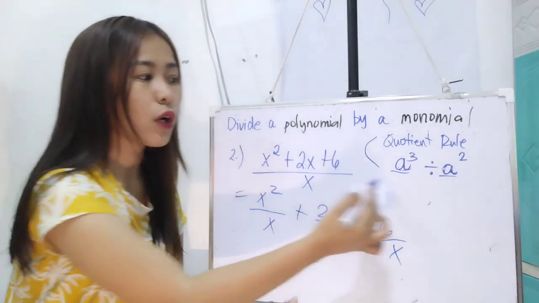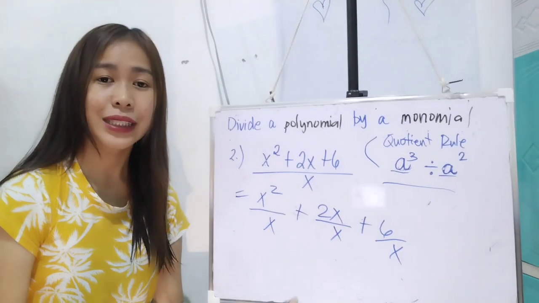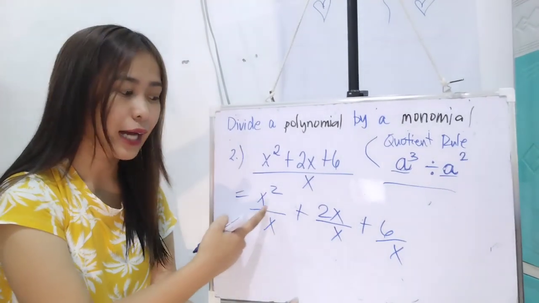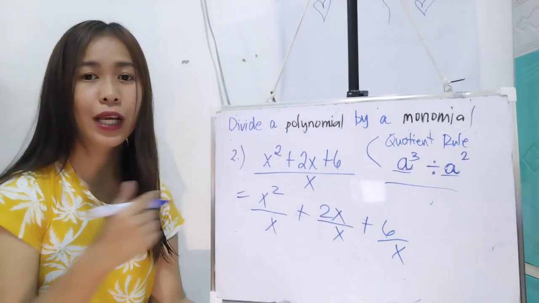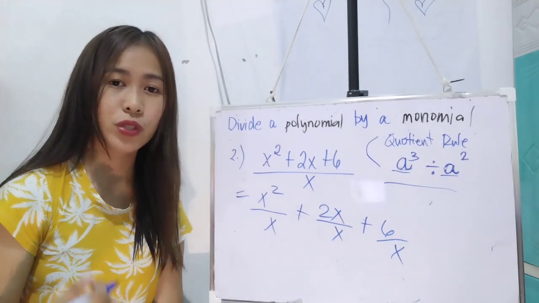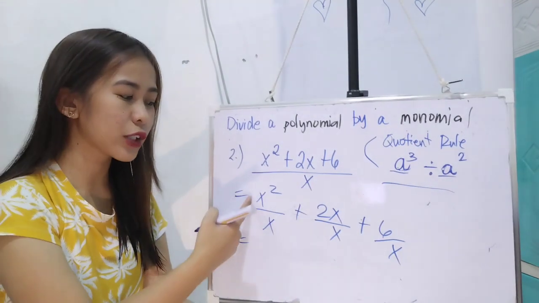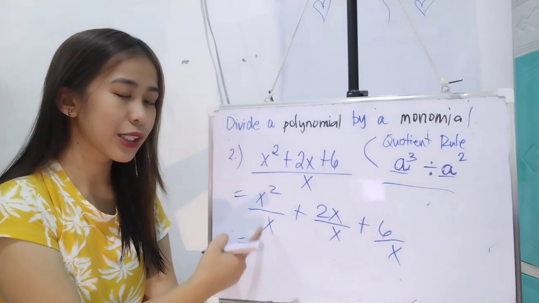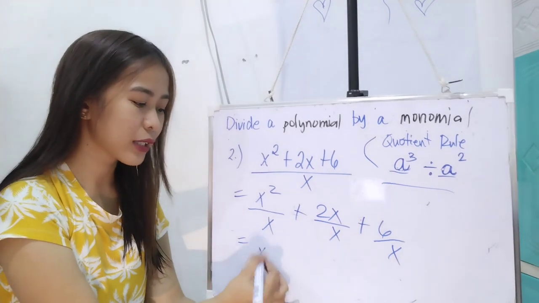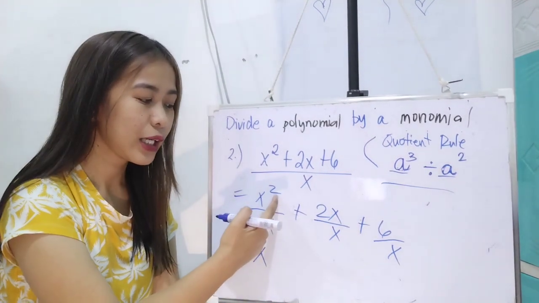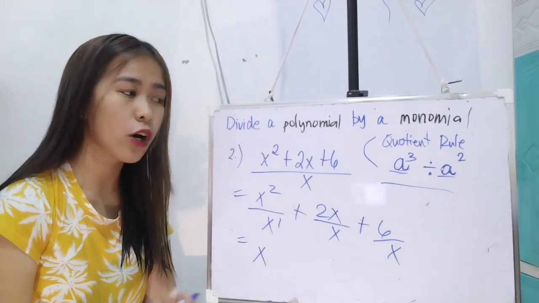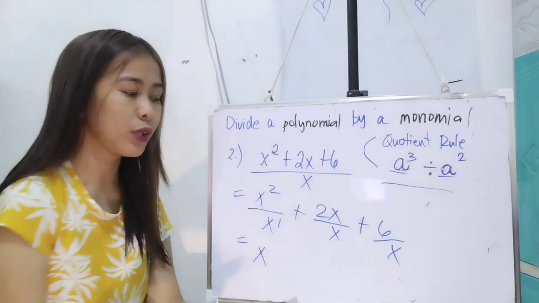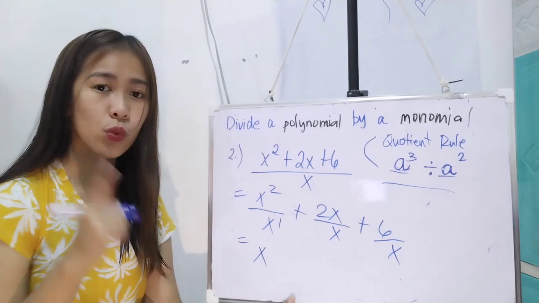So, just do the quotient rule. Same process. This is the only thing that is different. That is all we do when a polynomial and a monomial are involved. So, therefore, we have here x raised to 2 divided by x. Copy x. Automatically, we subtract the exponents, right? Because we have division. Remember the quotient rule? So, 2 minus 1, that is 1.